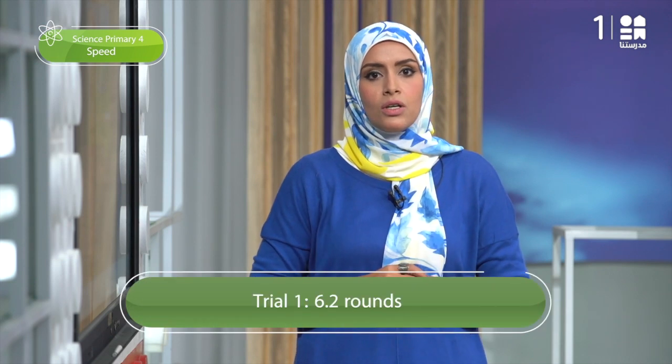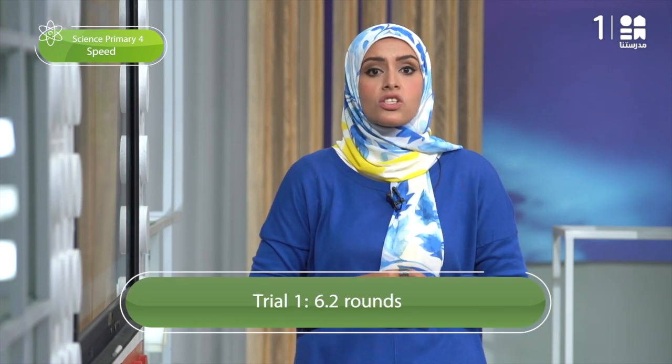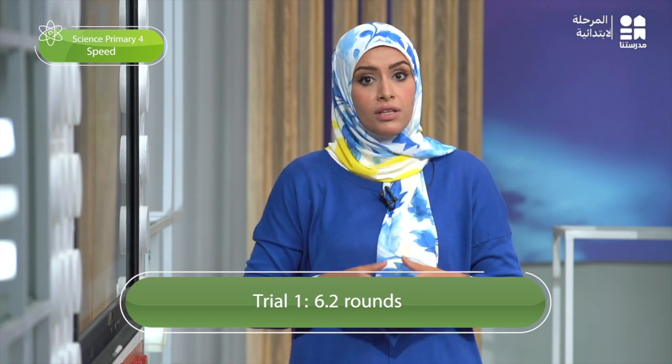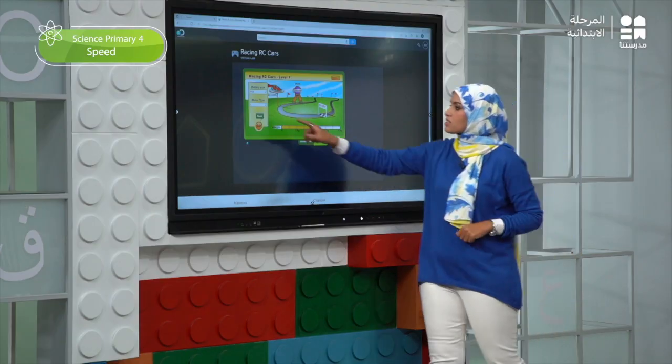Do you see that when the car takes a lap, the lap counter records what? What did you observe? How many laps did the car take? It took 6.2 rounds. What would happen if we changed the engine type and kept the battery without changing? Will the car travel a longer or a shorter distance than 6.2? Let's try and choose motor type B.